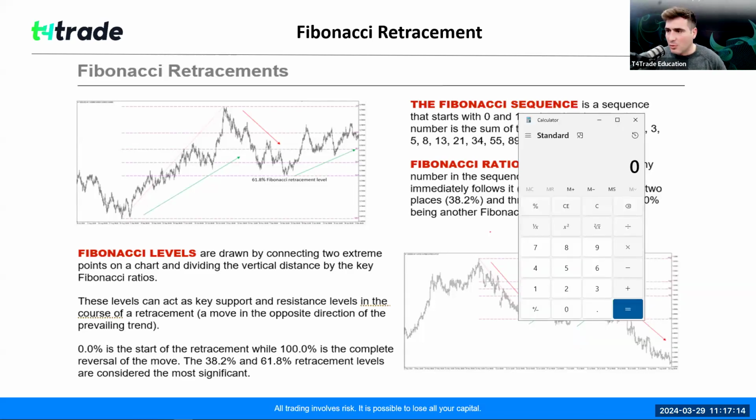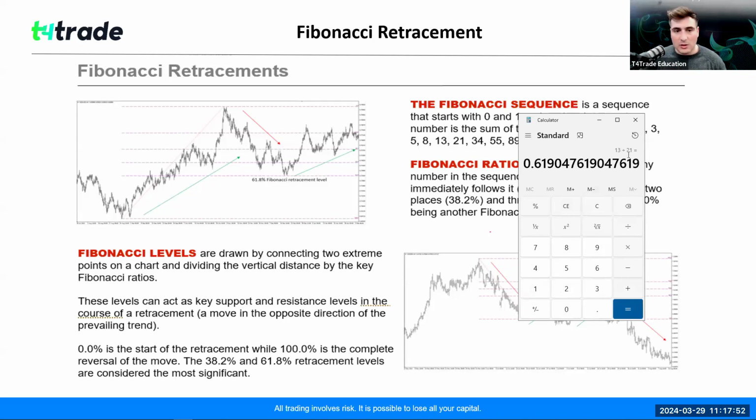Okay, so for any given number, let's do 34, divide that by the next one, 55. You get 0.618, what we call this kind of ratio. You can do this with, for example, 13 and 21. 13 divided by the next number, 21, you get 0.619. Pretty much the same thing. As you progress down the sequence, you get much more accurate, but yeah, same thing.